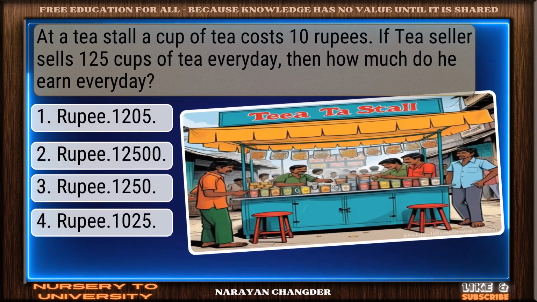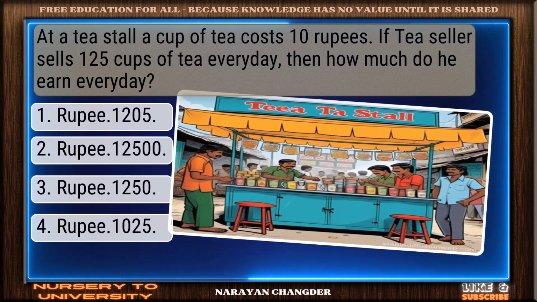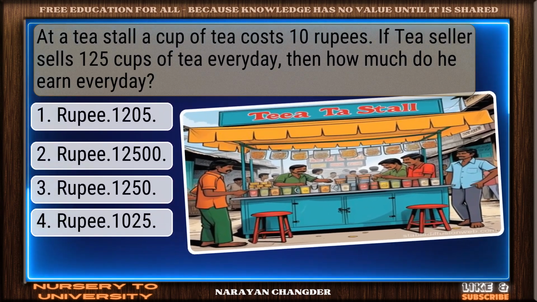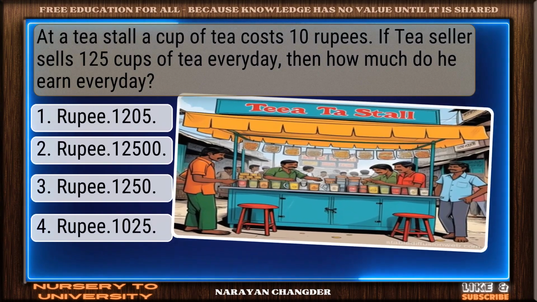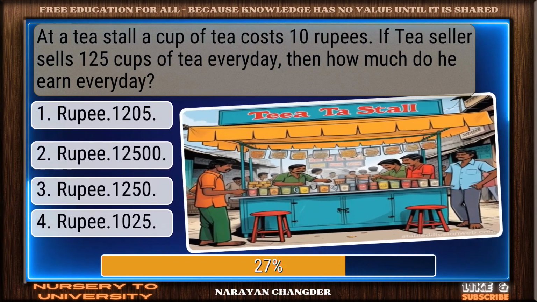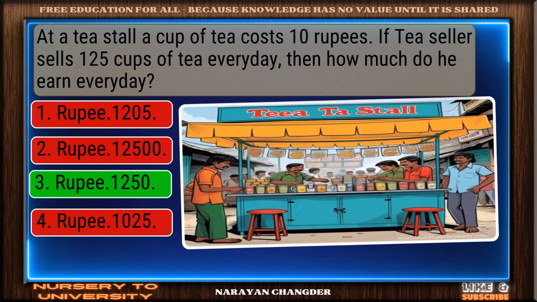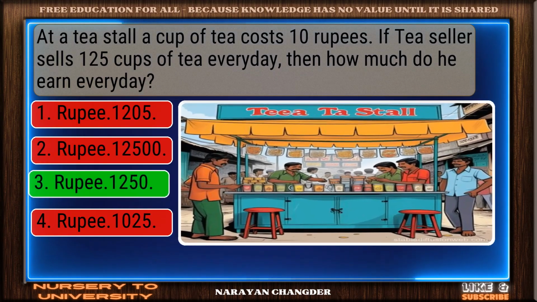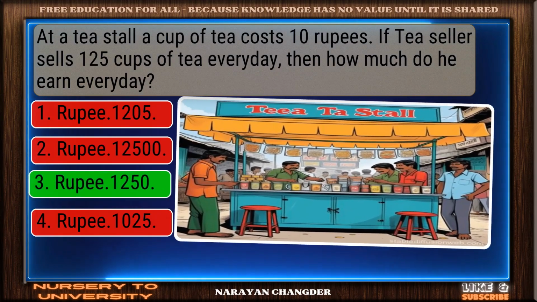At a tea stall, a cup of tea costs 10 rupees. If the tea seller sells 125 cups of tea every day, then how much does he earn every day? Excellent choice. Rupee 1250 is the right answer.